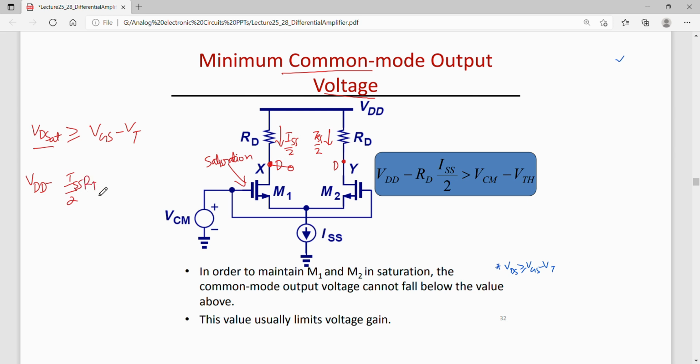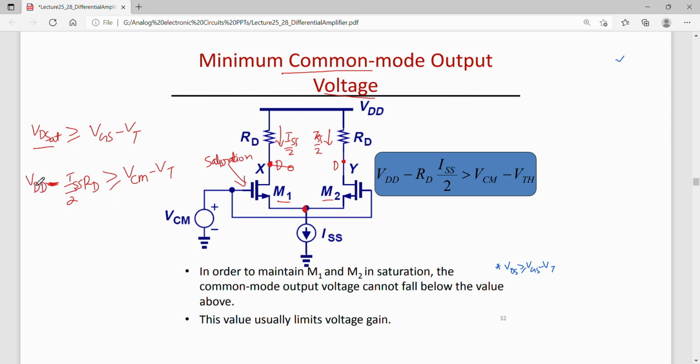ISS by 2 times RD. So this should be greater than or equal to VGS minus VT. That is this common mode voltage VCM minus VT. Because S is common here for both these two transistors. Source is common.